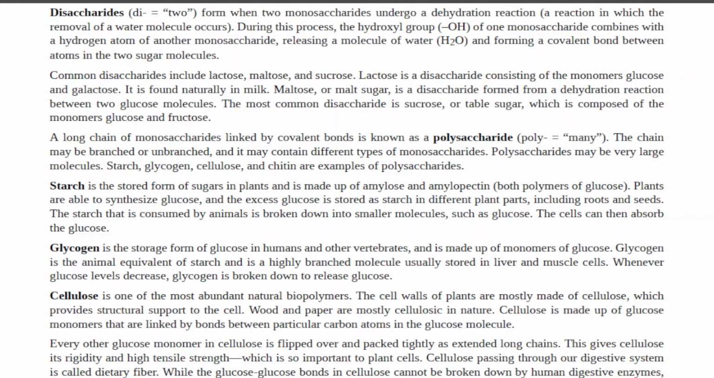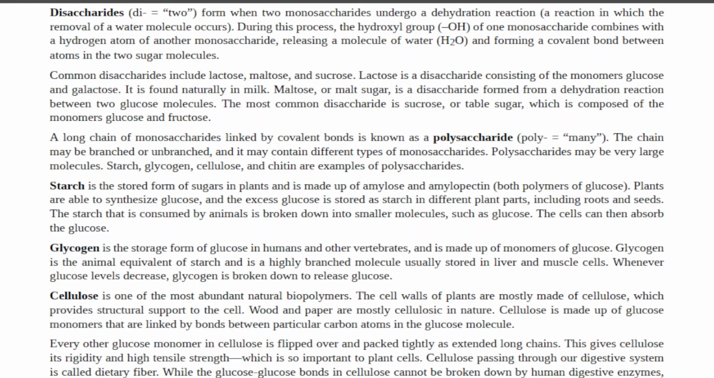Common disaccharides include lactose, maltose, and sucrose. Lactose is a disaccharide consisting of the monomers glucose and galactose. It is found naturally in milk. Maltose, or malt sugar, is a disaccharide formed from a dehydration reaction between 2 glucose molecules. The most common disaccharide is sucrose, or table sugar, which is composed of the monomers glucose and fructose.